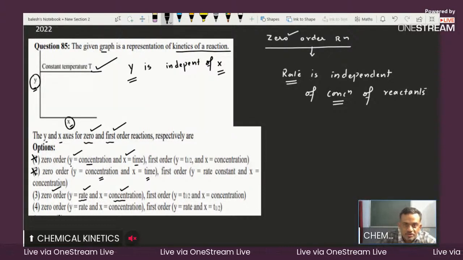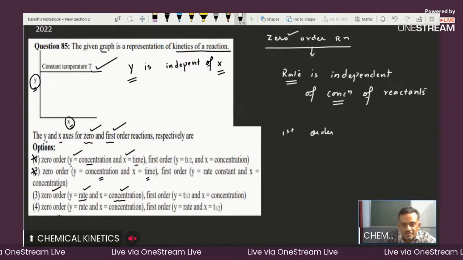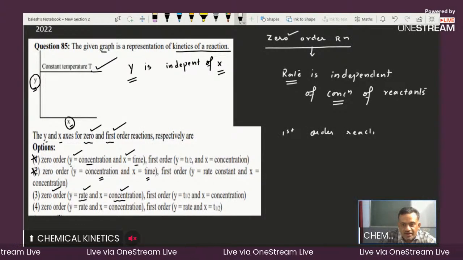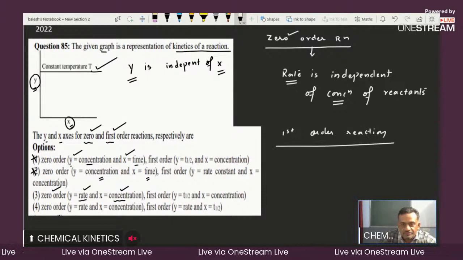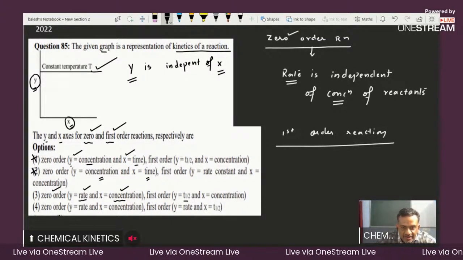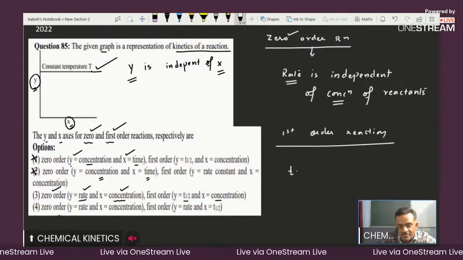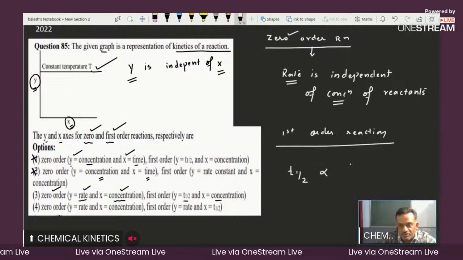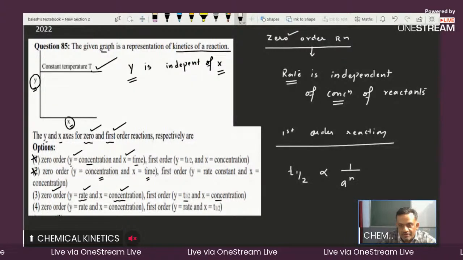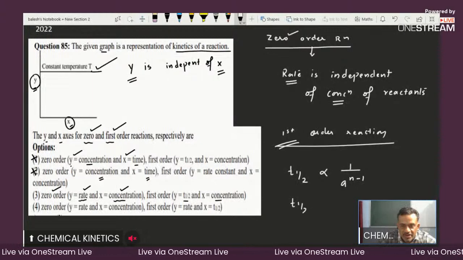Now what about for first order? For first order reaction, option 3 is half correct. Now for first order reaction, y is equal to half life and x is equal to concentration. Now, what is the relation between half life and concentration? Half life is inversely proportional to a raised to n minus 1. So since it is for first order, I'll substitute n as 1.